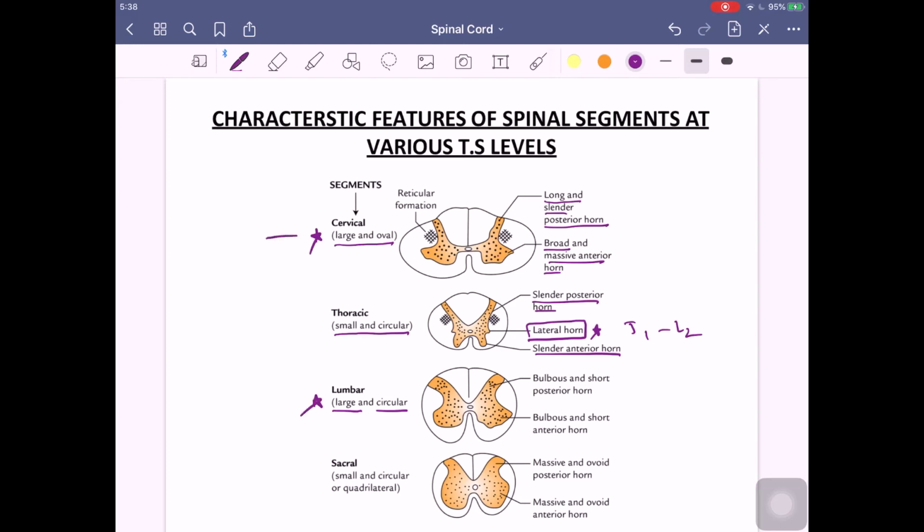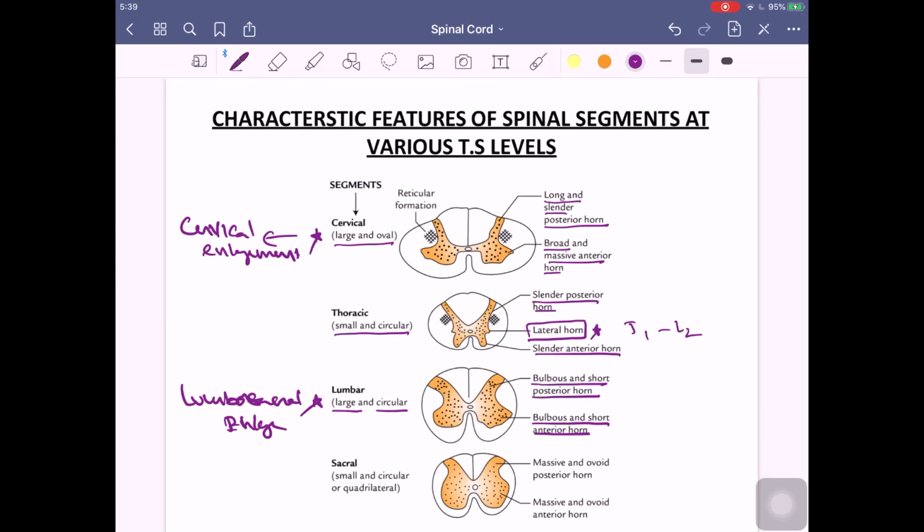Come to lumbar again. Lumbar is large and circular. You notice that these two are large because these are the areas which will form your cervical enlargement, to form your brachial plexus to supply your upper limb, and your lumbosacral enlargement, to form your lower limb plexus to supply lower limb musculature. So these are the two areas where it is large, and in the large also you will see the anterior part is larger than the posterior part.